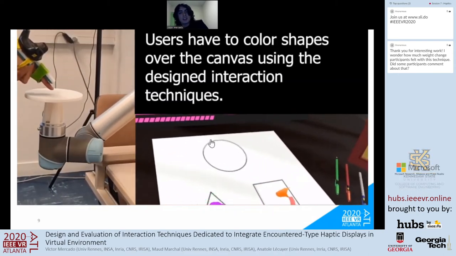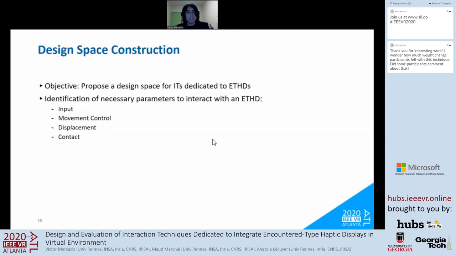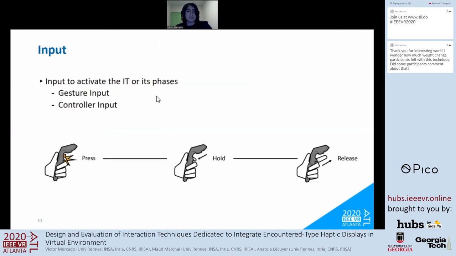So let's talk about the design space construction. Because first, it's not only about creating interaction techniques per se, but we also need a framework. So basically, this design space could help us know which are the most important parameters for creating these interaction techniques. So we consider 4 necessary parameters that are fundamental for an interaction between user and ETHD. The first one is input. And we consider 2 branches for input. One is just providing input through a controller, and the other is doing gestures that the system is going to recognize in order to give instruction to the ETHD system.